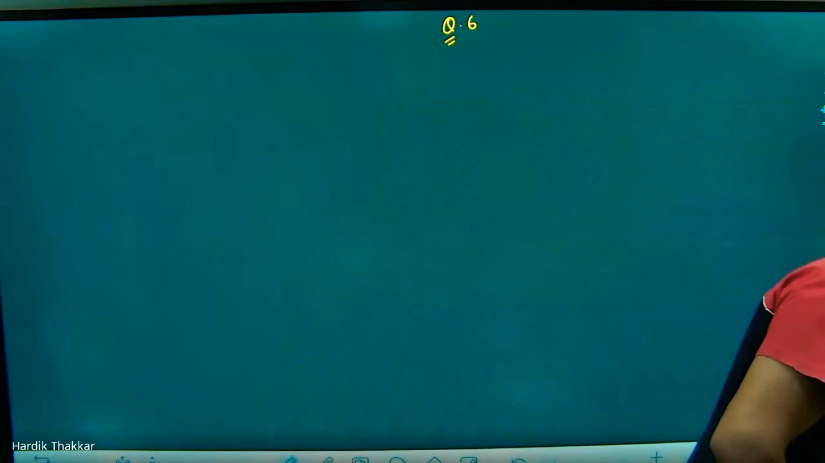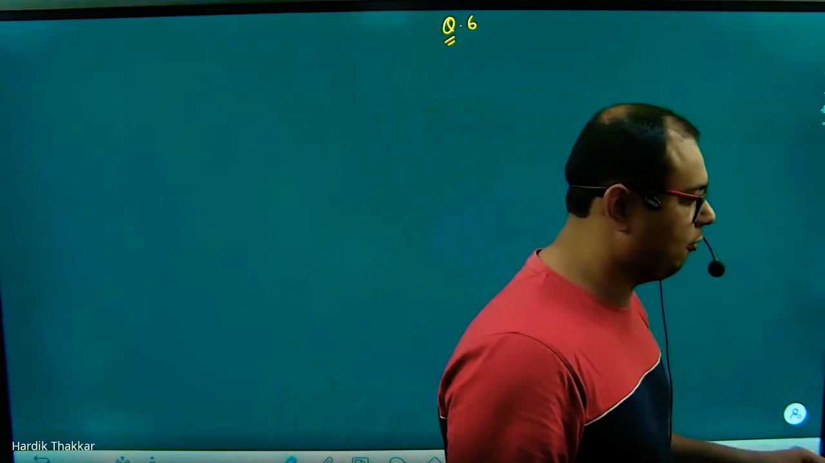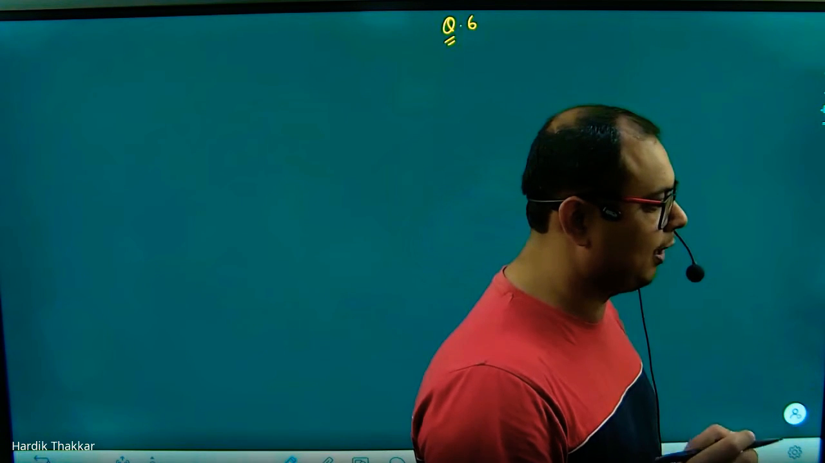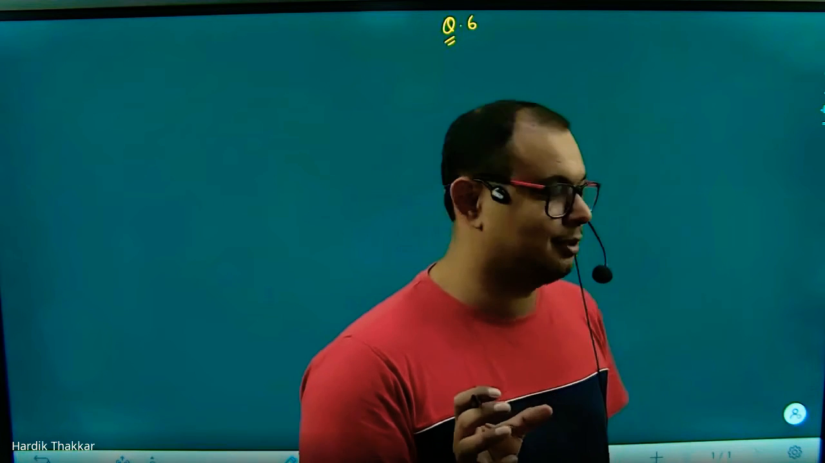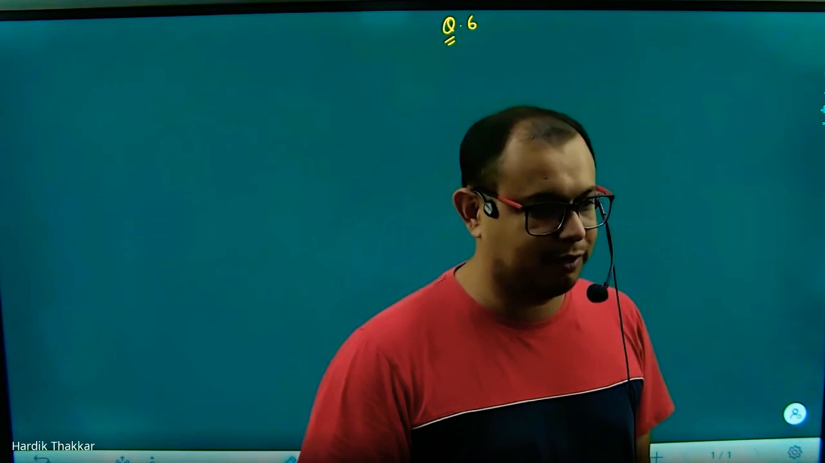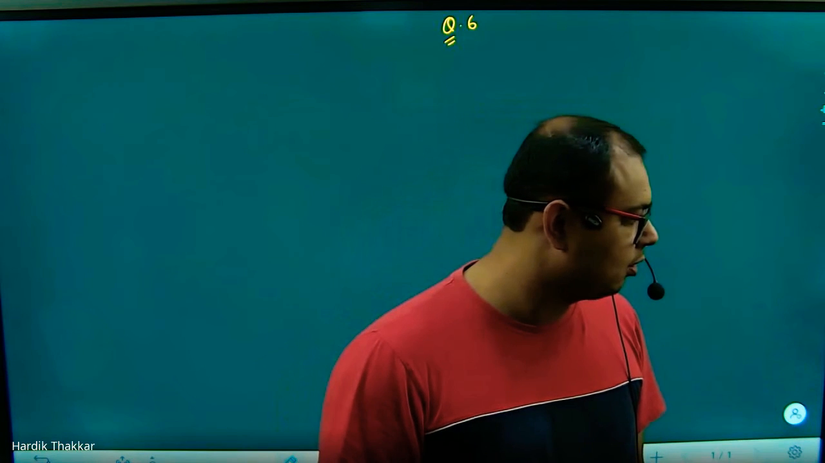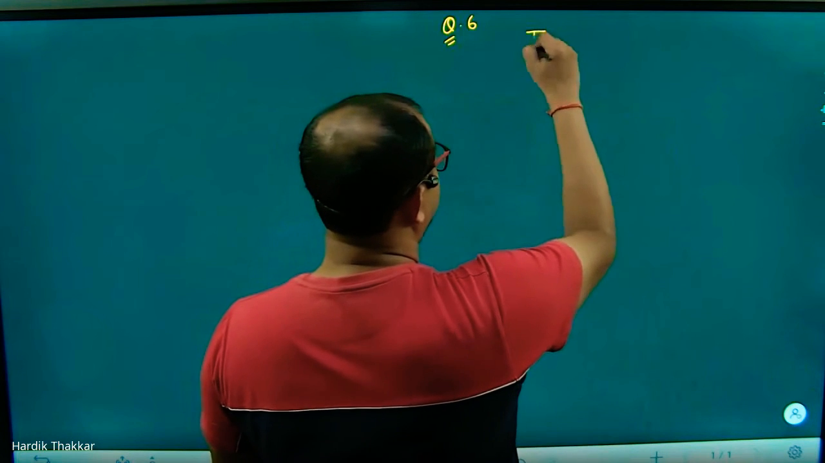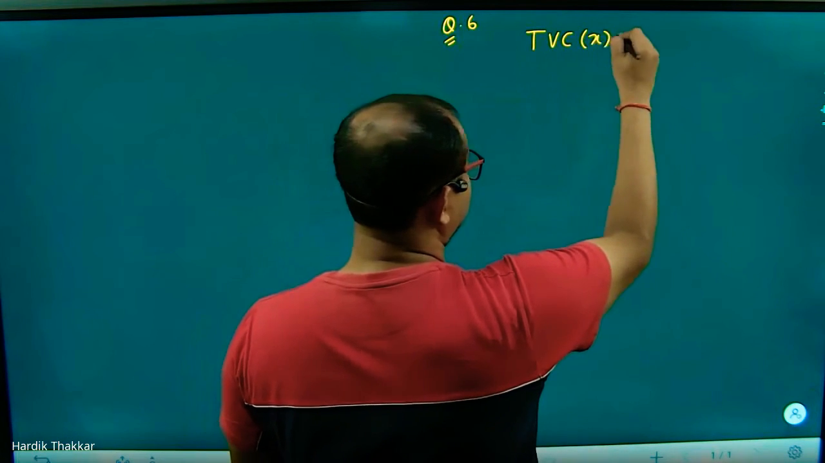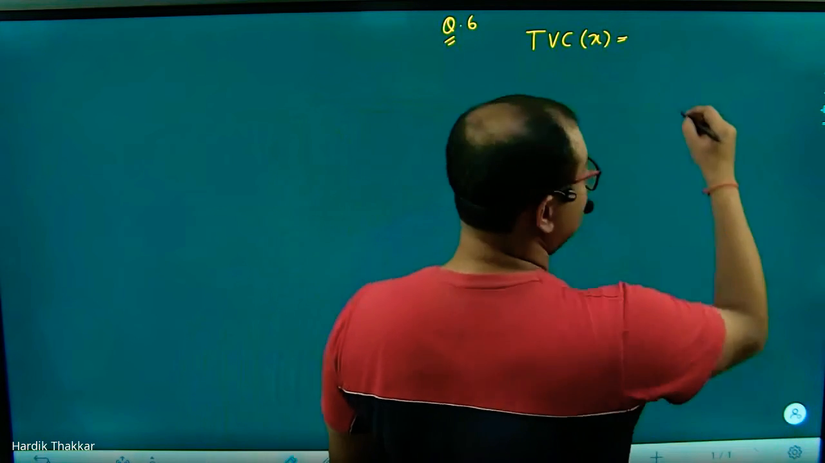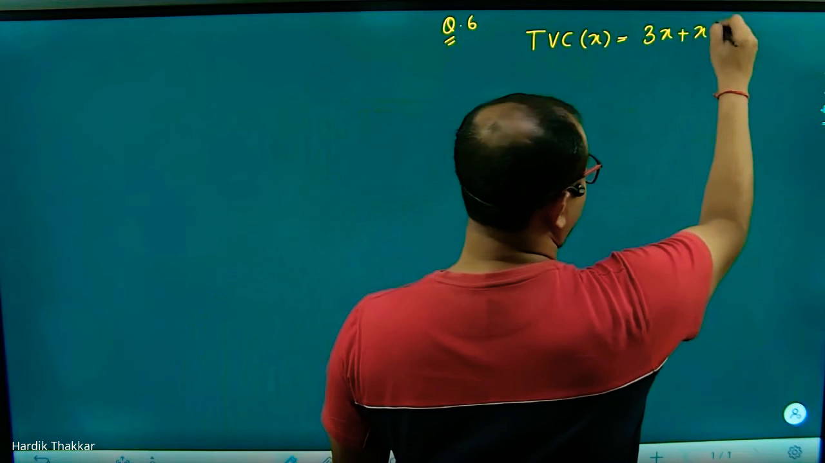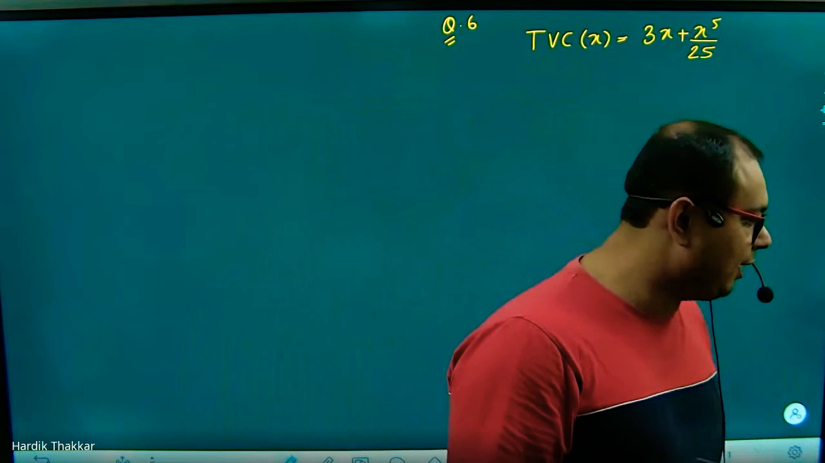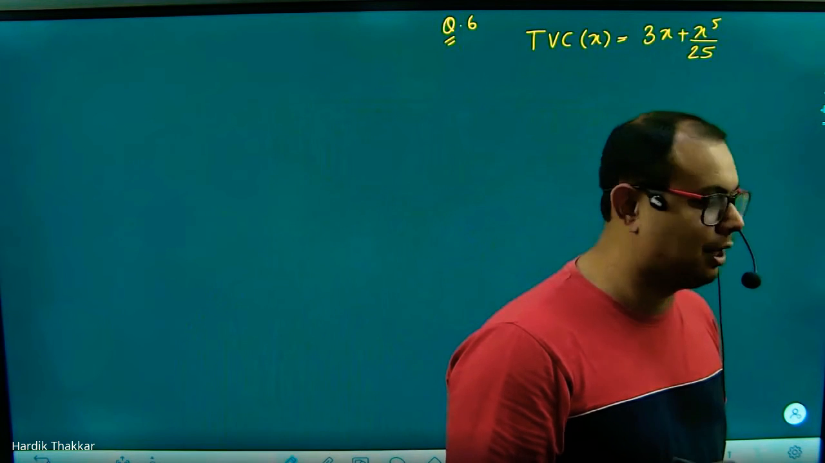Okay, so the total variable cost of manufacturing X units is 3x plus x raised to power 5 upon 25. So what is this? The total variable cost, TVC of X, of manufacturing X units is 3x plus x raised to power 5 upon 25. Show that the average variable cost increases with output X.